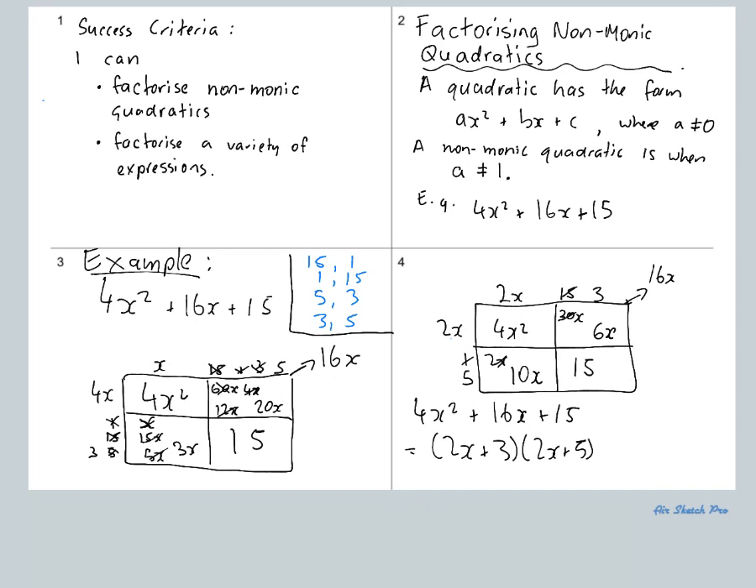Is there an easier way to factorize a non-monic quadratic without the box method? Yeah, there's a method called the cross method, but ultimately, as you can see, this is a long way, but it's not too hard. It's just long. So is there a faster way of doing it? Not really. It just requires experience to know which factors are more likely.